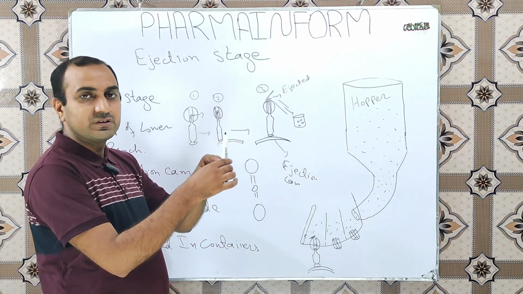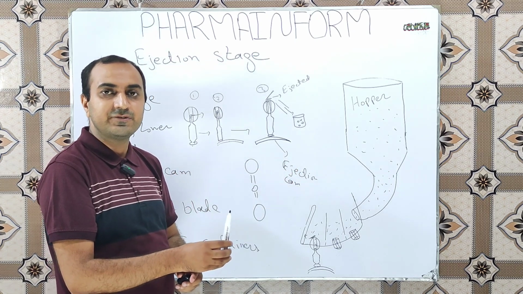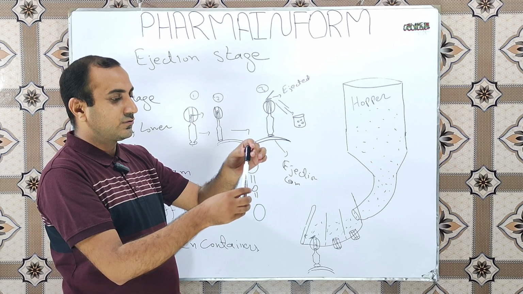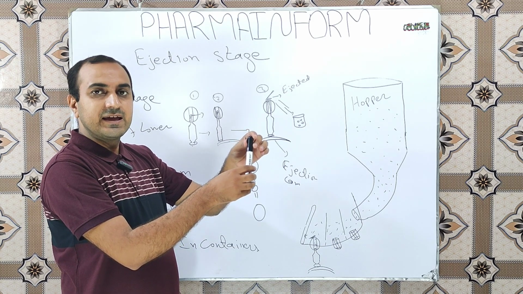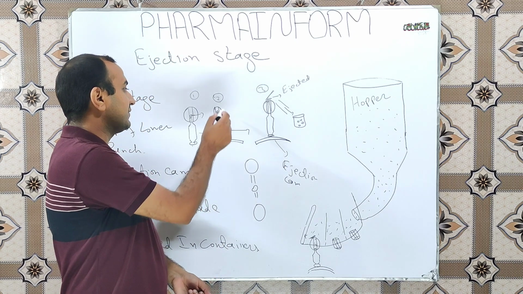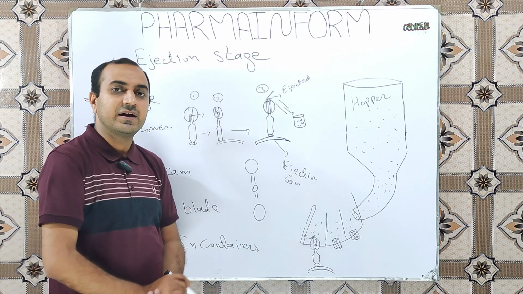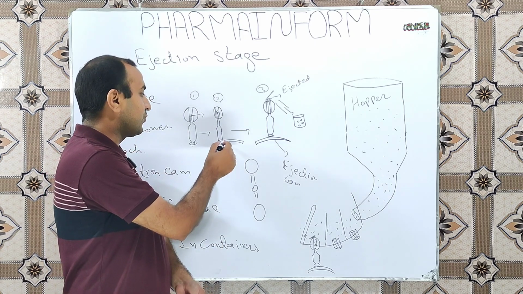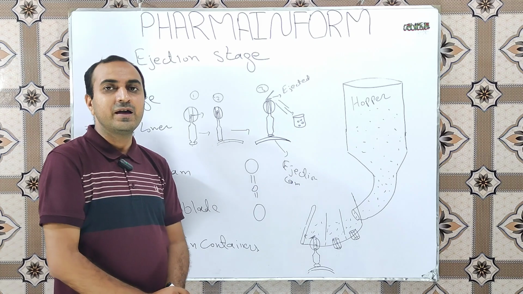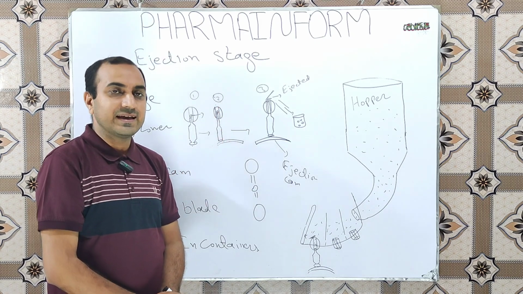The ejection cam is like a slope. When it rides over the ejection cam, the tip of the lower punch starts to move upward in the die cavity and pushes the tablet out of the die cavity. In stage 2, you can see that as the punch head rides over the first corner of the ejection cam, the tip is moved upward and it is pushing the tablet out of the die cavity.